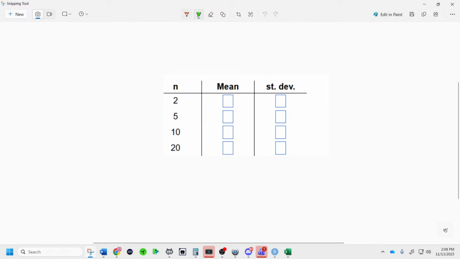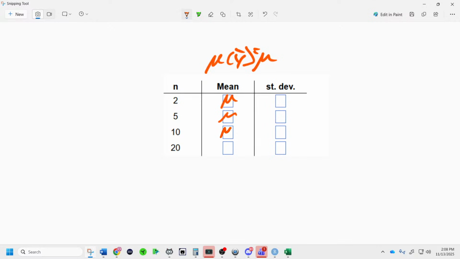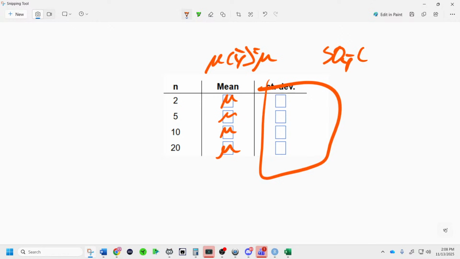is equal to mu y bar is equal to mu. So each one of these is equal to mu. Whatever mu is, they shall be. The standard deviation of y bar is equal to sigma over square root of n. It is sigma technically, it stays the same. So what you'll have to change in these is you'll have to take sigma and divide by square root of 2 and change it to square root of 5 and such as you go down.